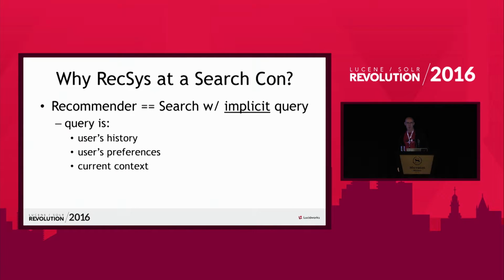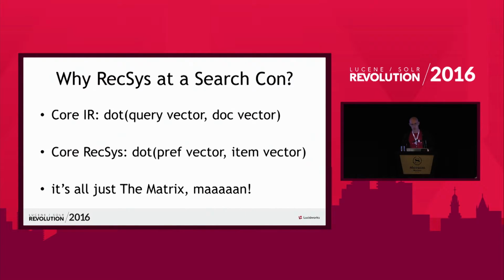But in general, the underpinnings of what goes into a general IR model and what goes into a recommender system, not just at the level of what's happening, but at the level of what's mathematically under the hood, they're very much the same thing, right? So core IR is doing dot products, these cosine similarities of your query vector with the document vectors.